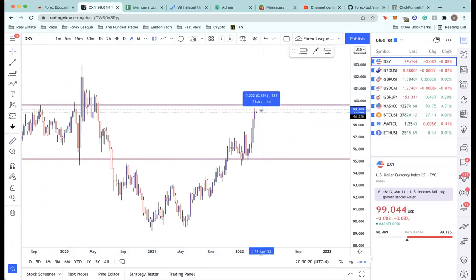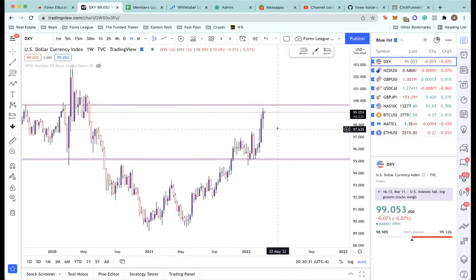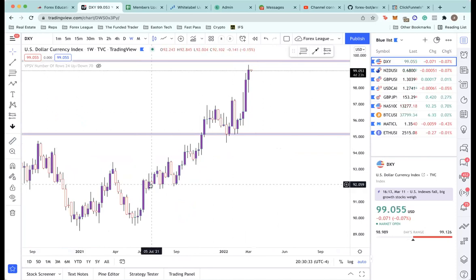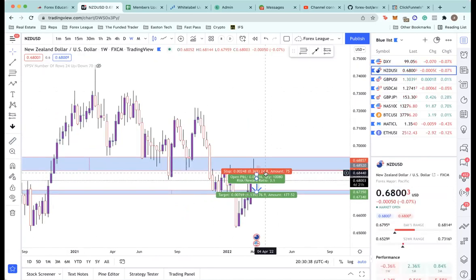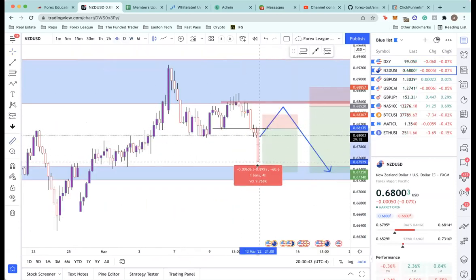but we're still about 0.75% away from this zone right here. So I'm still expecting the dollar to go pretty bullish, and obviously this has been pretty bullish overall, right? So let's come back over here. Let's come to the 4-hour. Let's see how far away.